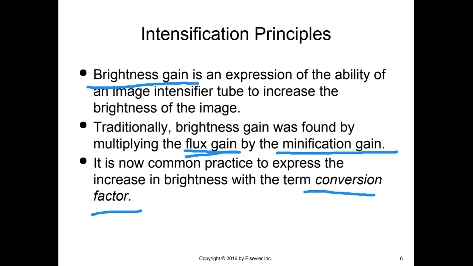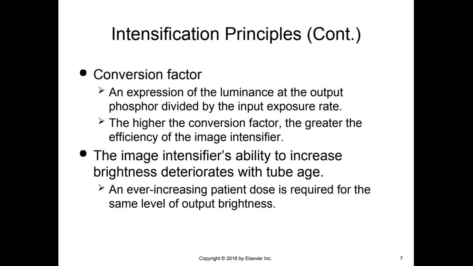And then the last term that you need to review is your conversion factor. It's an expression of the luminance at the output phosphor divided by the input exposure rate. And that term luminance, if we go back to probably chapter 1, we're talking about brightness, or the light that's being created. All right, we already talked about conversion factor, but there is your definition for that again.